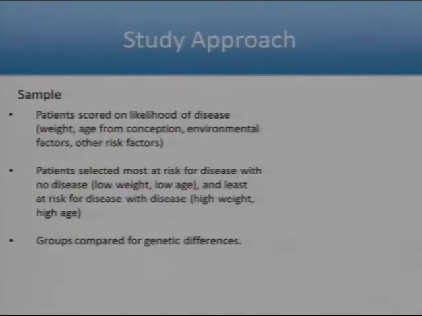So looking at patients, the way that we have to try and figure out who gets sequenced and who doesn't is that we have to look at who's the most likely to develop disease that doesn't develop disease, and the ones that are least likely to develop disease that do develop disease. So you're taking the two extremes of the distribution, and then we're going to be trying to compare those to each other to look for differences.